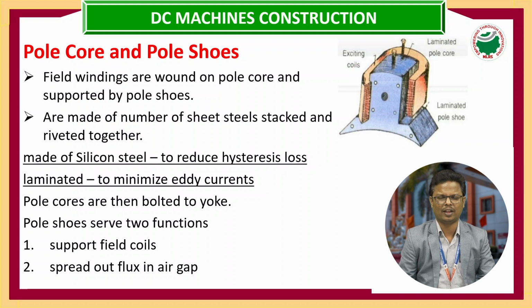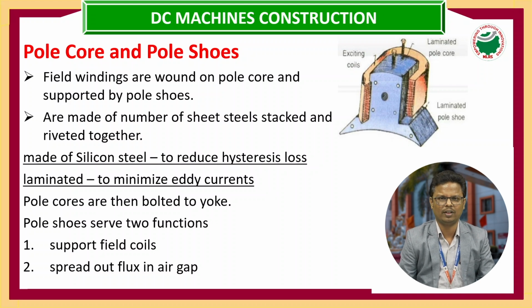Laminating is nothing but taking a steel material like a bar and making it into pieces, the sheets. We make some insulation between the sheets and put them together, staggered and tightened, and that will be used for the poles and the pole shoes. Here the pole core and the pole shoes give the mechanical strength for the winding, and the pole core is used as a magnet.